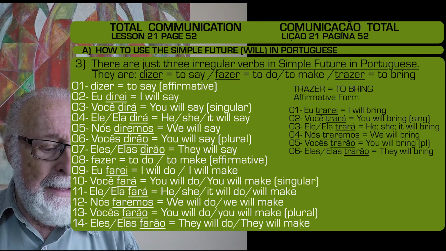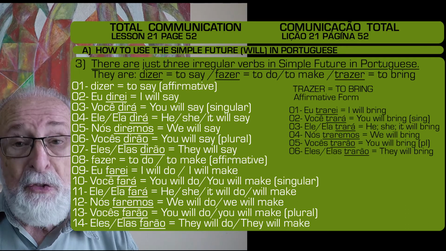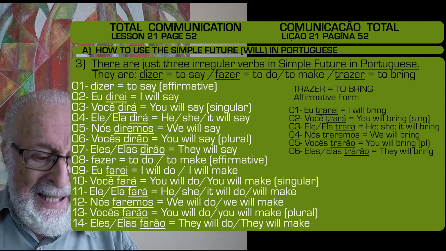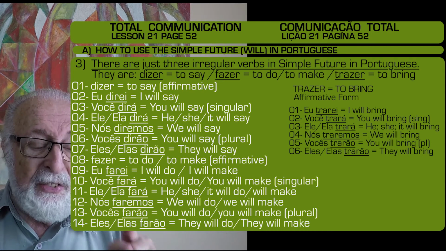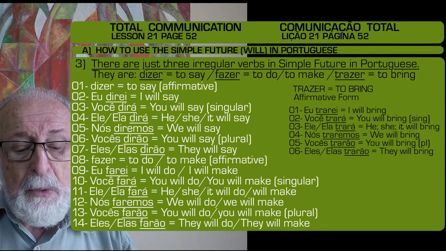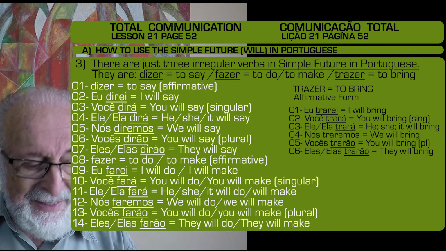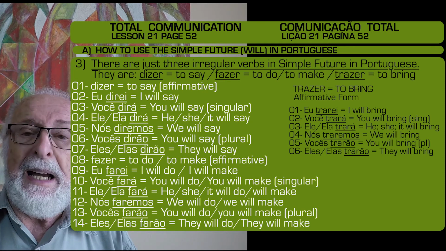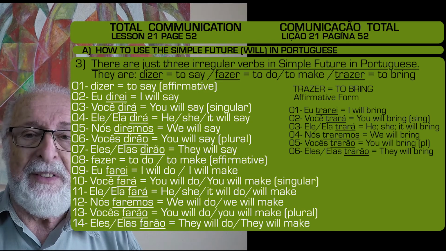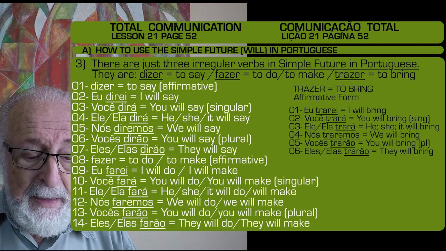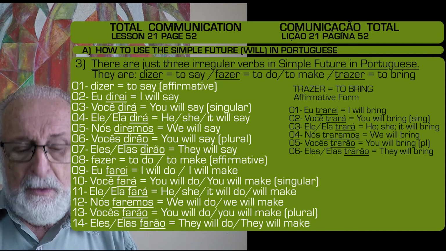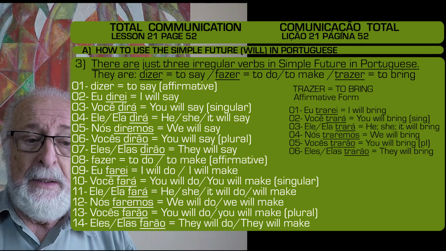It's the same. In line 13, we have vocês farão. Vocês is the plural for line 10, você fará. Here you say vocês farão. It is you will do or you will make. Plural. You guys. And finally, in line 14, we have eles or elas farão. The same way, eles farão. Then we say they will do or they will make. Eles farão, elas farão. Okay? That's it.